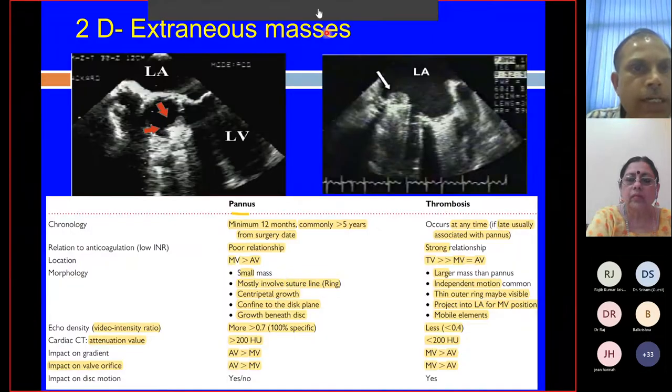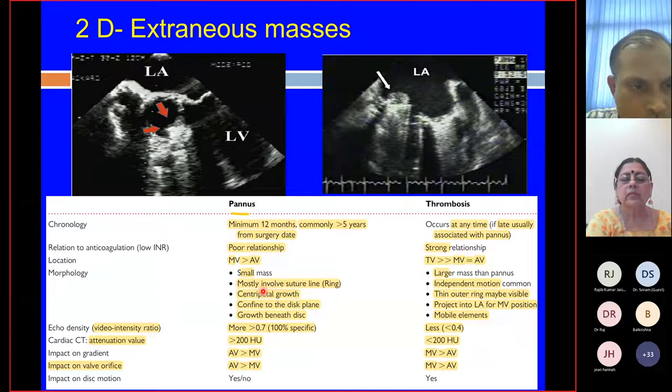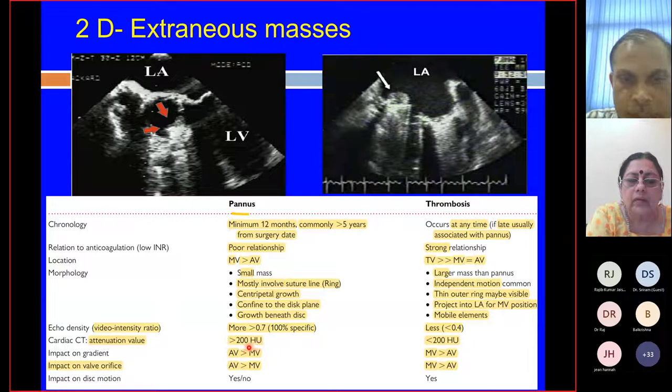So the next thing is to look for any extraneous mass. It can be a pannus, thrombus or vegetation. In case of pannus, it usually forms around a year after implantation of the valve. It will be smaller in size and mostly it will have more echo-dense character. Mostly it involves the suture line and there will be centripetal growth. Also in CT you can find a high attenuation value. If it is more than 200, that suggests a pannus.